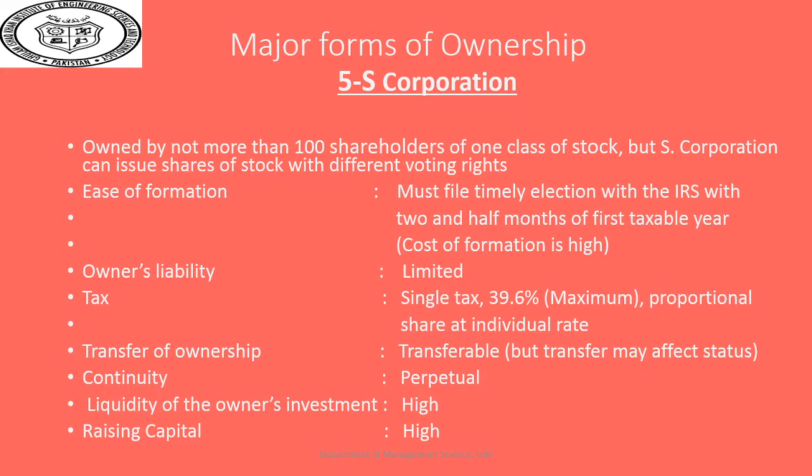Today, first, we start with the S Corporation. An S Corporation is owned by not more than 100 shareholders of one class of stock. This is a unique form of the American corporate system. But an S Corporation can issue shares of stock with different voting rights. That is one of the features.